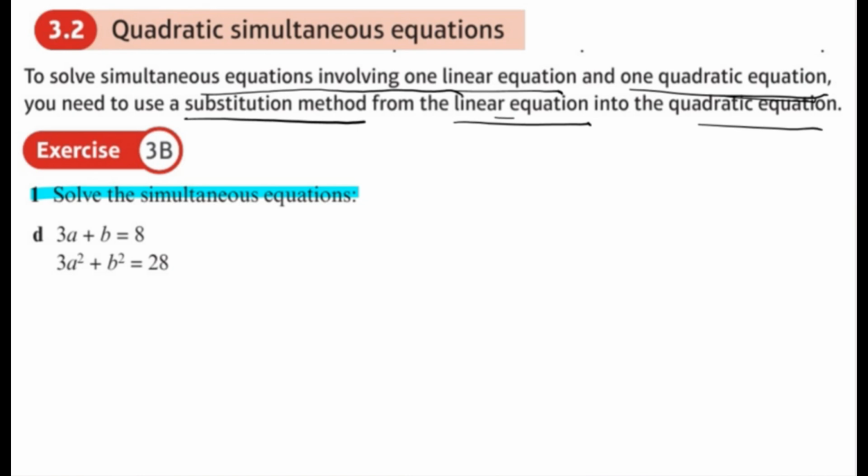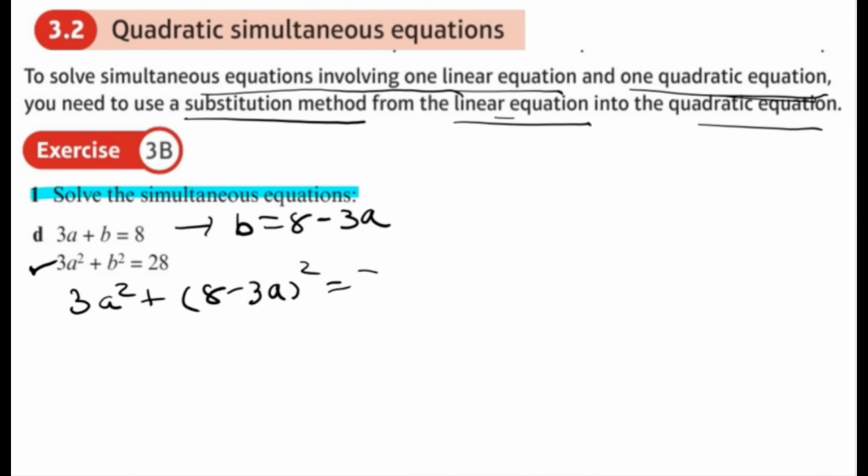Solve the simultaneous equations. In this question, the first one is a linear equation. So in that, I am making b the subject. So b is equal to 8 minus 3a. I moved 3a to the other side. So this value of b, I am putting in this equation. So 3a squared plus (8 minus 3a) squared is equal to 28. So I substitute the value of b. Now (8 minus 3a) squared is nothing but 8 minus 3a into 8 minus 3a.